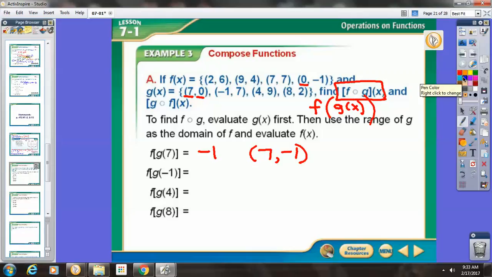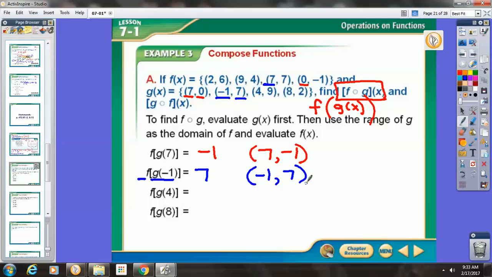Let's try the next one. F of g of -1. So start with your g function. Let's put -1 in for x. What do I get out in that g function when I put -1 in? 7. So now we need to put 7 into the f function. Can I put 7 in for x? Yes, I can, right here. When I put 7 in, what number do I get out? 7. I also get out 7. So my ordered pair, first input, last output, what's my first input? -1 and my last output? 7.